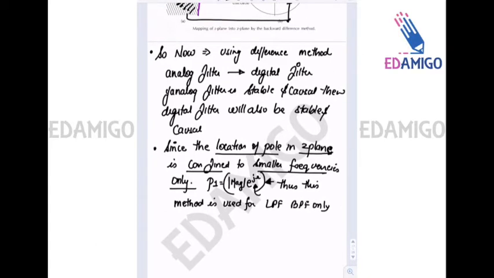This is not useful for high pass filter or band reject filter. So these two are very important points. In any competitive exam, they can directly ask you such kind of statements. Okay, so let's move on.